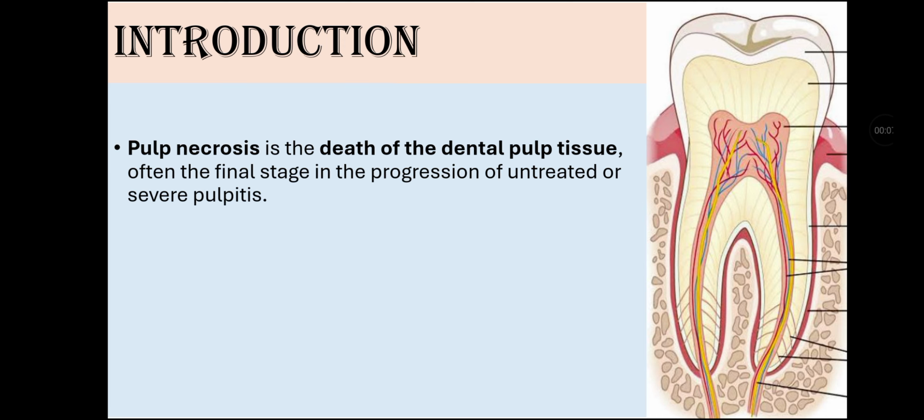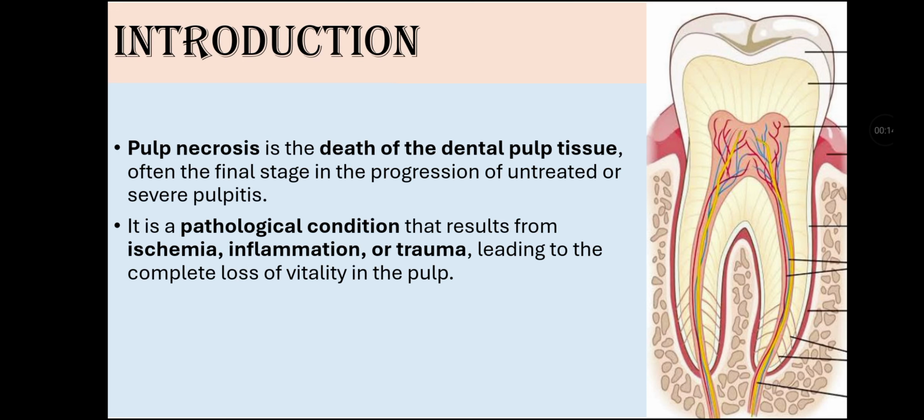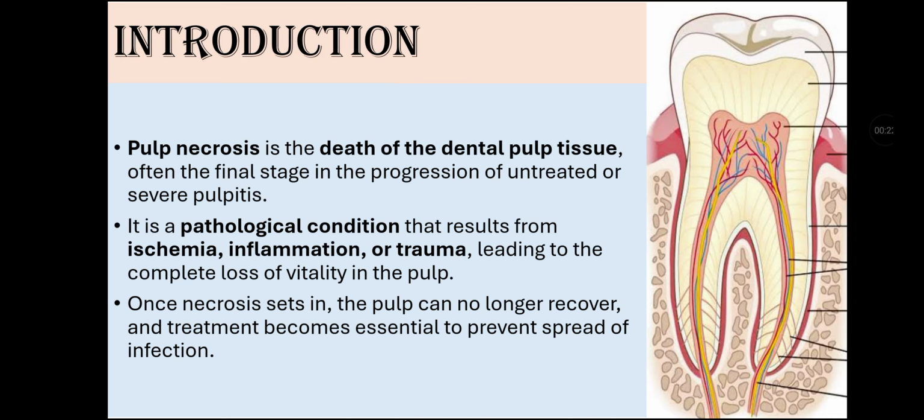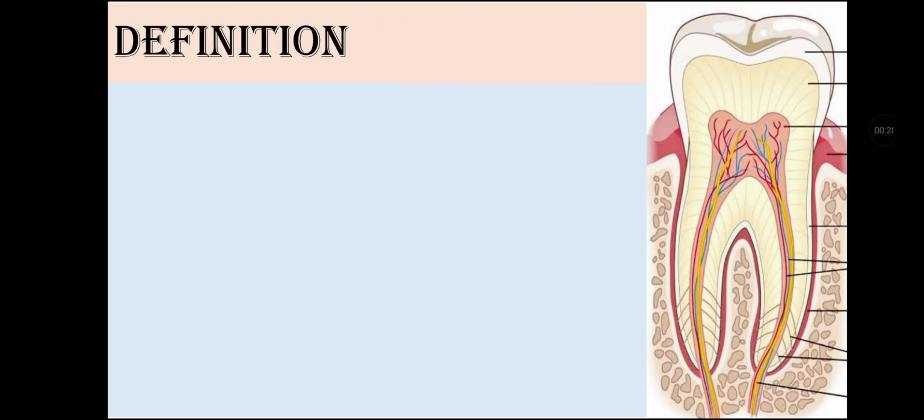Today we are going to talk about pulp necrosis. We will start our topic with introduction. Pulp necrosis is death of dental pulp tissue that is often the final stage in progression of untreated or severe pulpitis. It is a pathological condition that results from ischemia, inflammation or trauma leading to complete loss of vitality in the pulp. Once necrosis sets in, the pulp can no longer recover and treatment becomes essential to prevent spread of infection. Now let's talk about the definition of pulp necrosis.